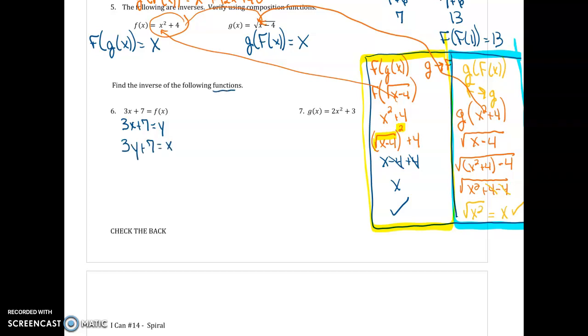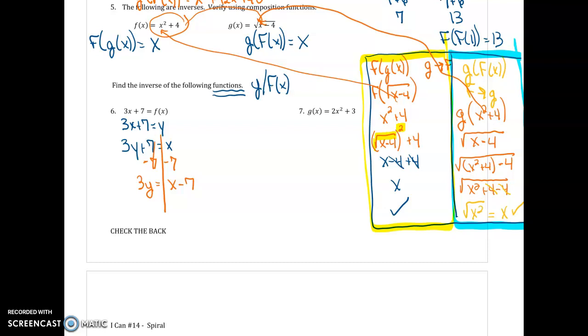Because we're going to be writing a function, all functions are y equals, or in this case, f of x equals. So we're going to have to rewrite this equation so that this y is by itself. The first thing I'm going to do to get y by itself is subtract 7. And so the left side still has 3y, and the right side is x minus 7. I'm just going to write it left to right instead of top to bottom.